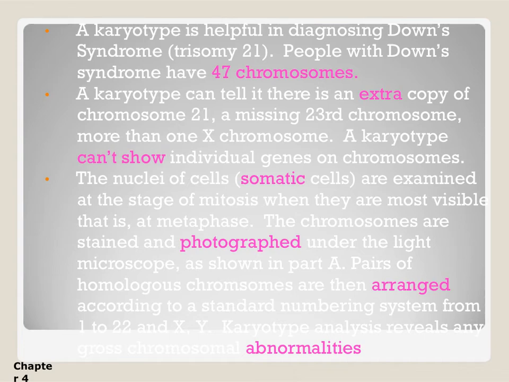So a karyotype, again, is helpful for diagnosing Down syndrome. Down syndrome individuals will have 47 chromosomes because instead of 2 on number 21, they will have 3. A karyotype can tell you if you have an extra copy or if you have a missing copy. It cannot show individual genes, though.